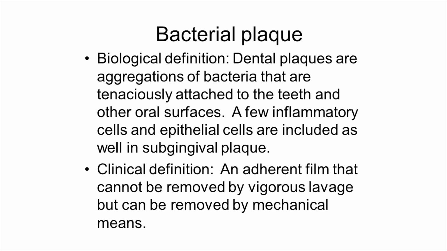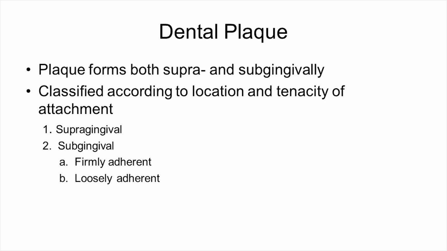But let's define right now the differences between the different kinds of plaques that can occur on a tooth. There is both supragingival and subgingival plaque that can occur. The demarcation between supra- and subgingival plaque occurs at the free gingival margin, which is where you see the gingiva sitting on the tooth. So within the crevice, there is a subgingival plaque.